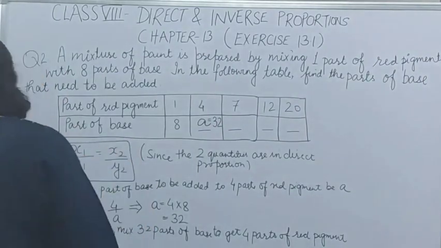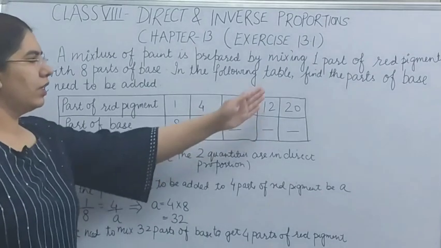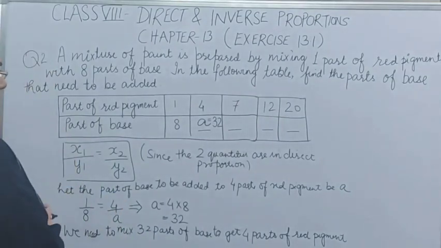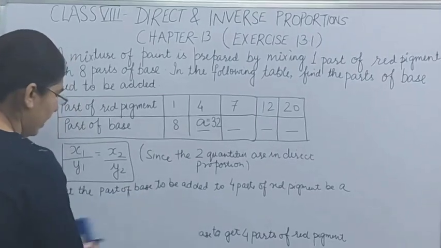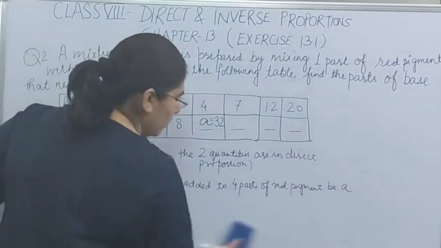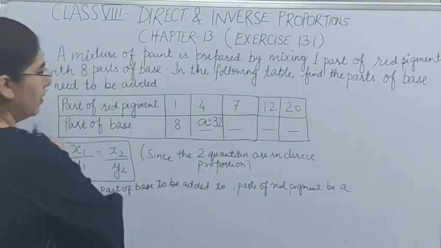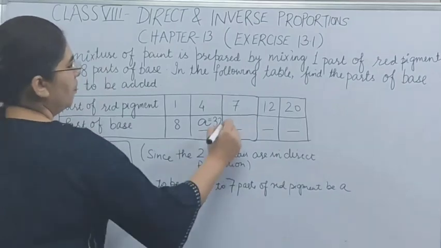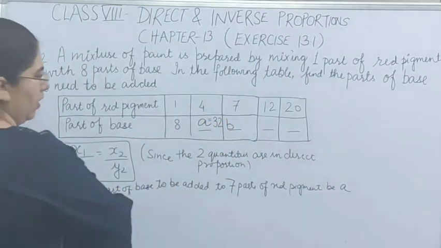Now, we move to the second part. So, similarly, we can do the second part as well. Now, let the part of the base to be added to 7 parts of red pigment be B. This is B. Okay.